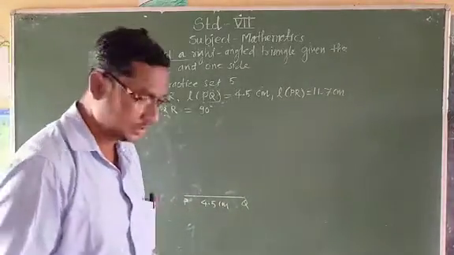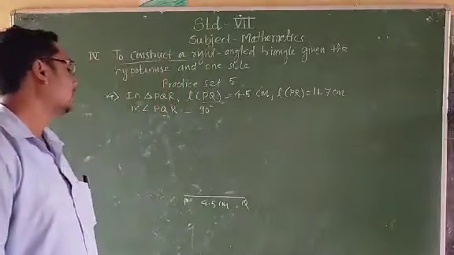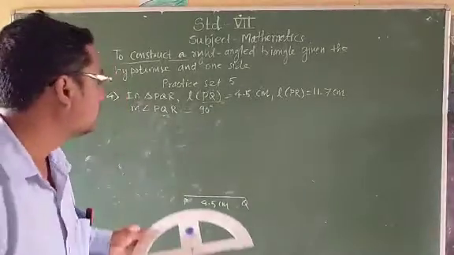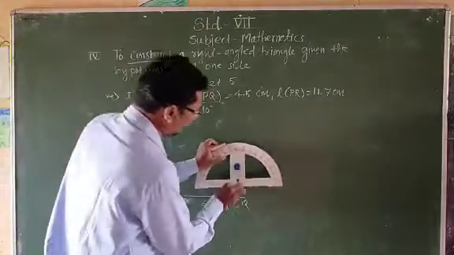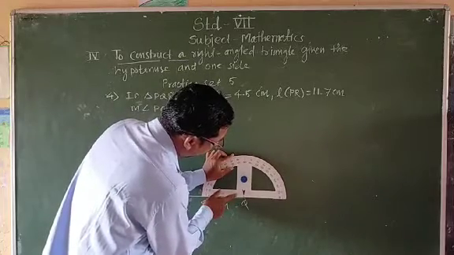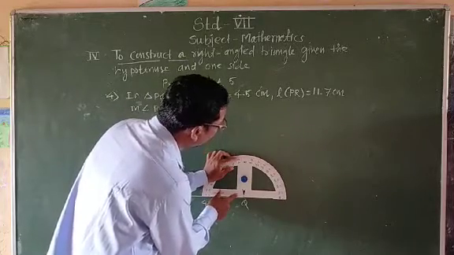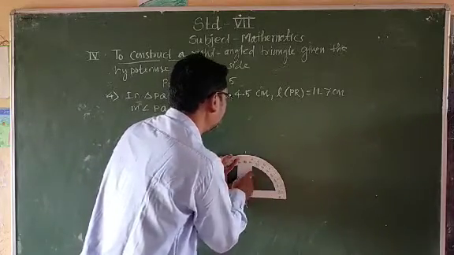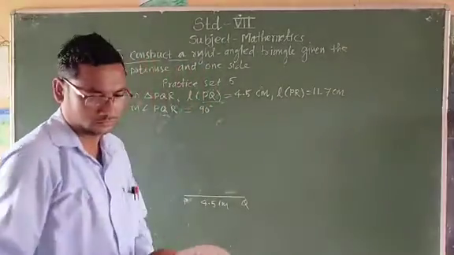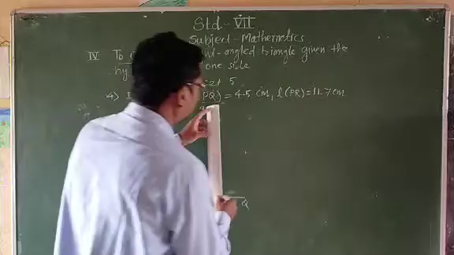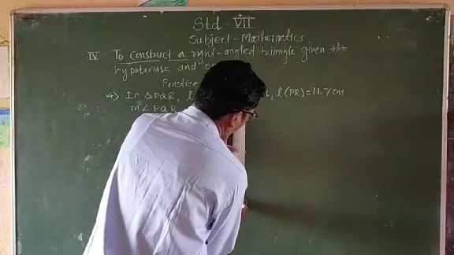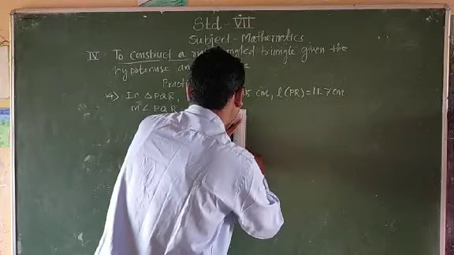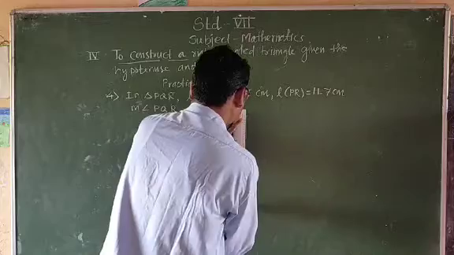Now angle Q how much? Angle Q how much? 90 degree. So by using a protractor आपल्याला 90 चा angle काढायचा. Put the pointer of the protractor on the point Q and mark it, that is a 90 degree. Okay. So this is a 90 degree. Okay.